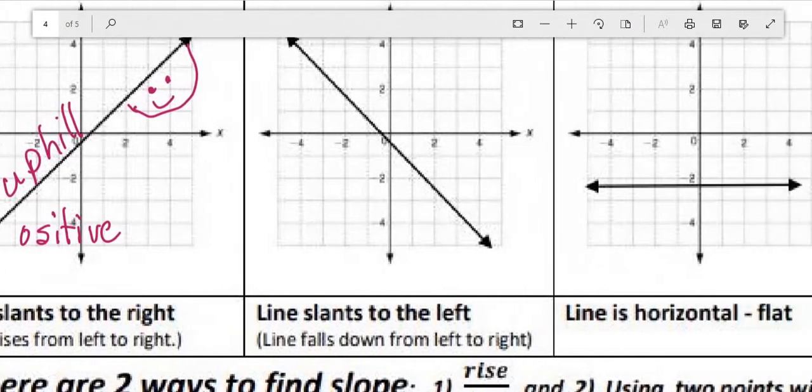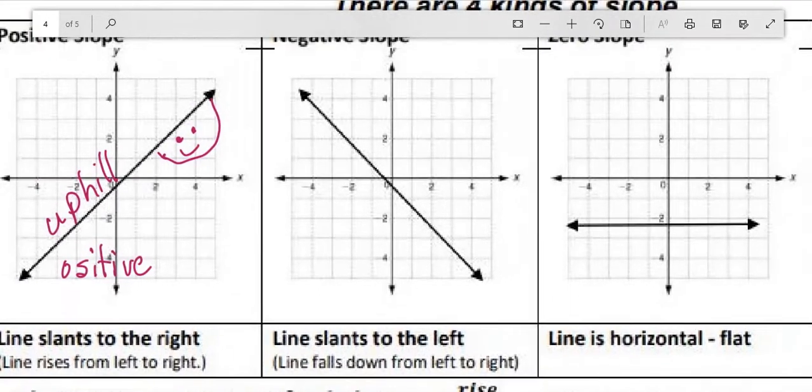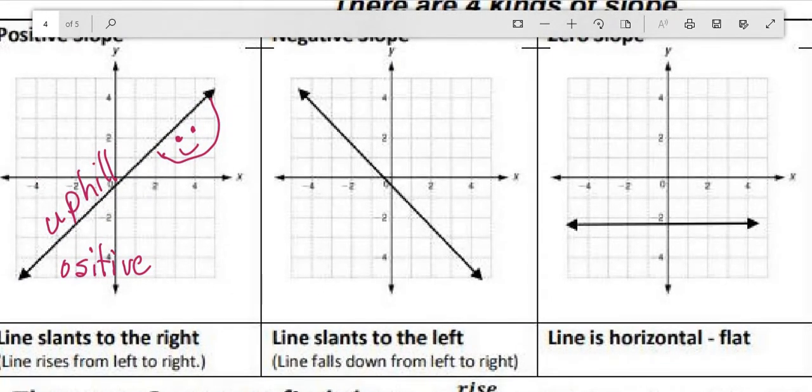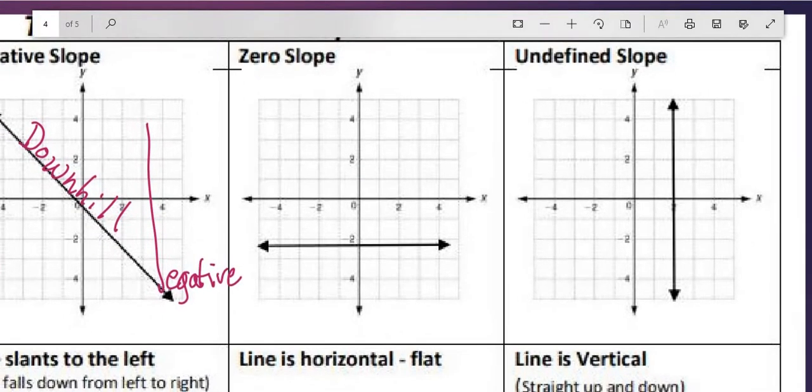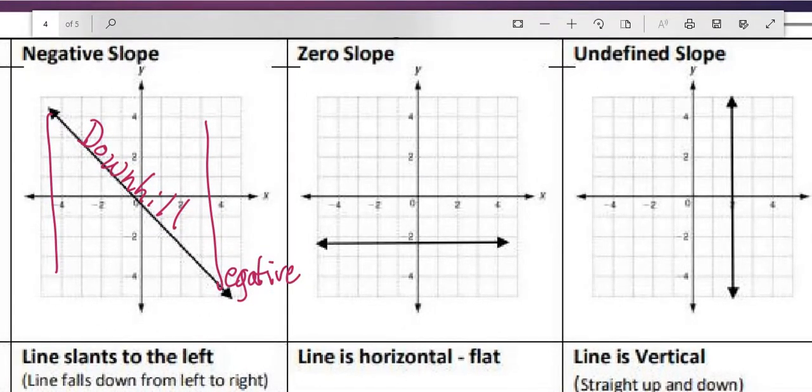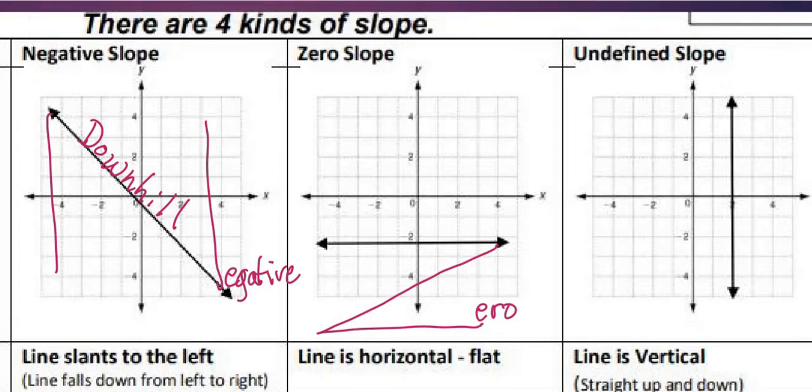Now, when you look at this next one, you see that this is slanting down from left to right. So I can say it is going downhill. I can make the letter N out of this and write the word negative, because this is a negative slope. Then we have a slope of 0 right here. So I can make the letter Z out of it for 0, because it has a horizontal line, which is a flat line, a slope of 0.